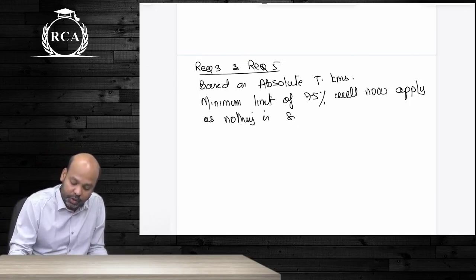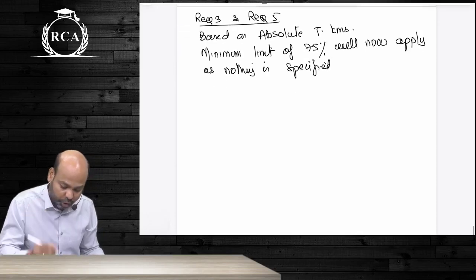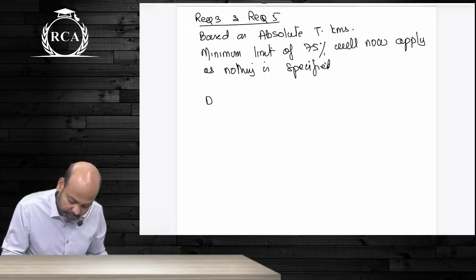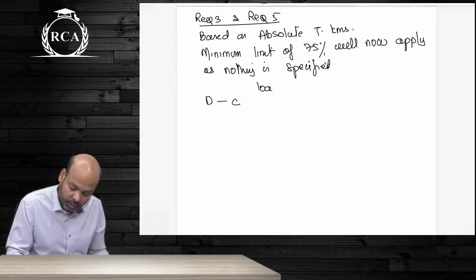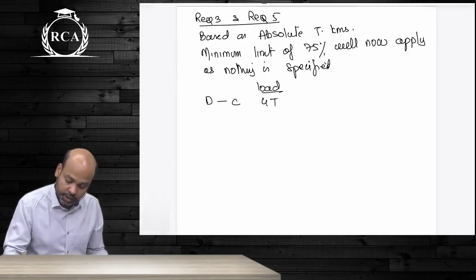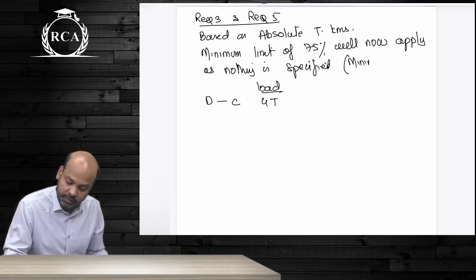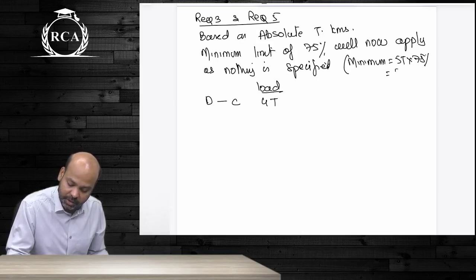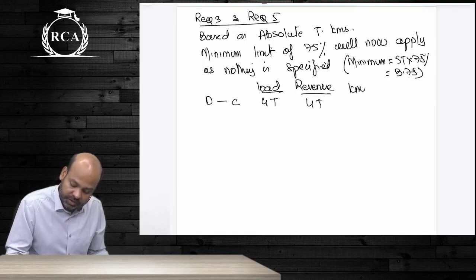Sir, how is it going to make a difference? Third requirement, fifth requirement, दोनों same है. But look at absolute ton kilometers now. Starting with Delhi to Chandigarh, what is the load? 4 tons. Yes or no, guys? Minimum is 5 tons into 75%, 3.75. So revenue is going to be for 4 tons only. Kilometers distance is 250 kilometers. Ton kilometers would be 1000.